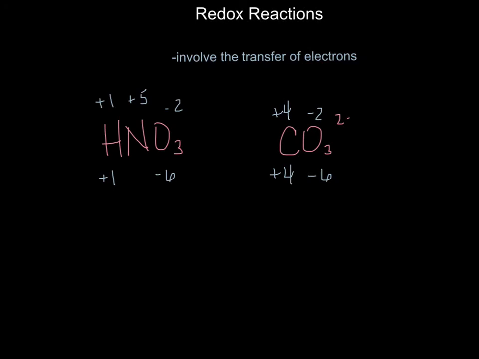And we also know that when we have elements on their own or bonded to an identical element, their oxidation state is 0. And in the next video we'll look at how we can use the oxidation states to help us determine reducing agents, oxidizing agents, determine which species are being oxidized, which are being reduced, as well as the total transfer of electrons in a reaction.